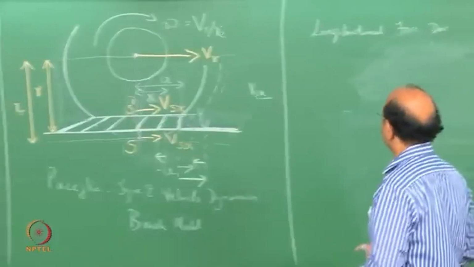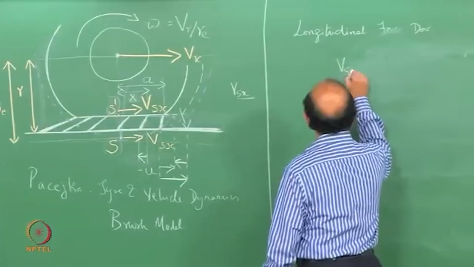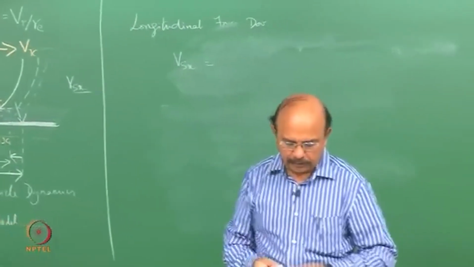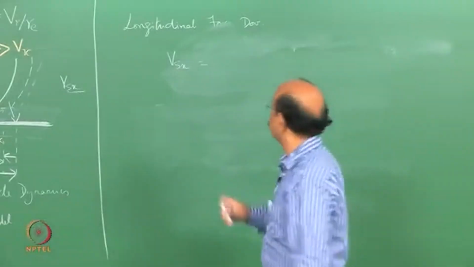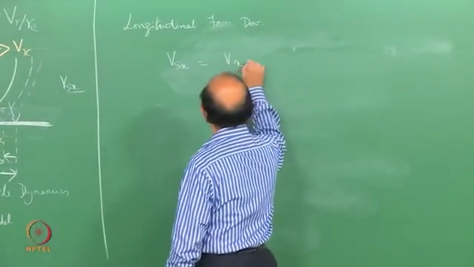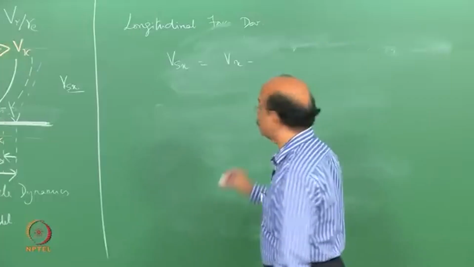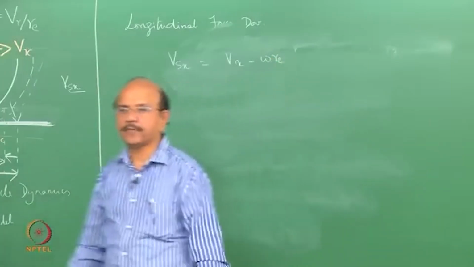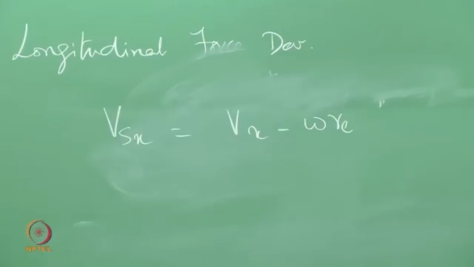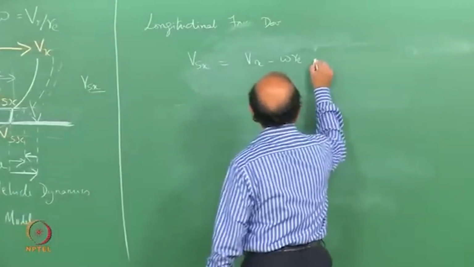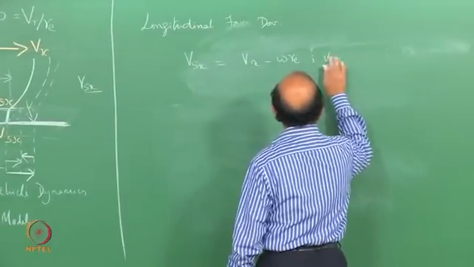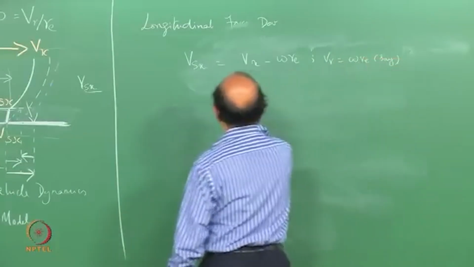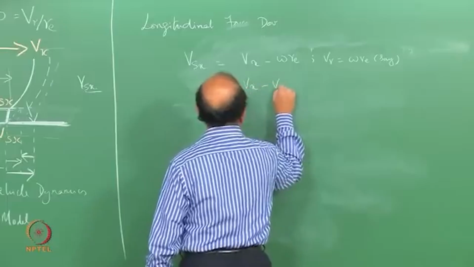So first, let us look at what is Vsx. Vsx, as I told you, is the difference between the velocity of the ground, Vx, minus omega into Re, where S is sitting, which we can call R. So let's say Vr is equal to omega Re, so that Vsx is Vx minus Vr.